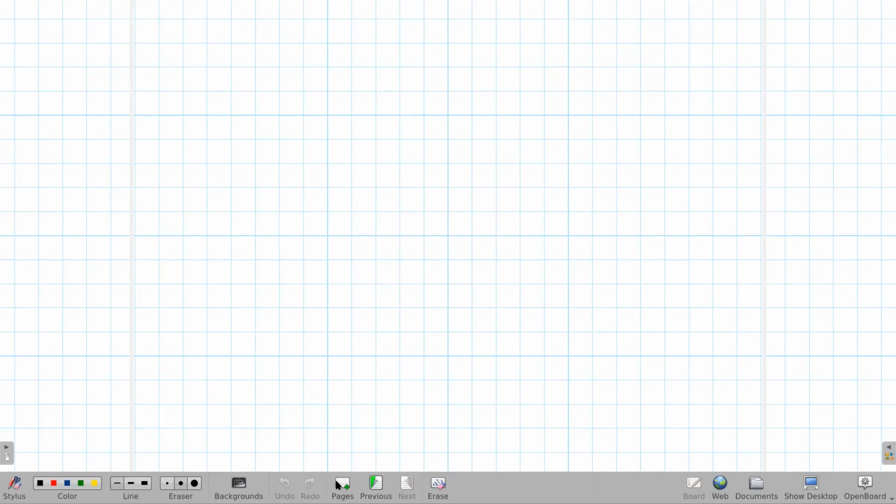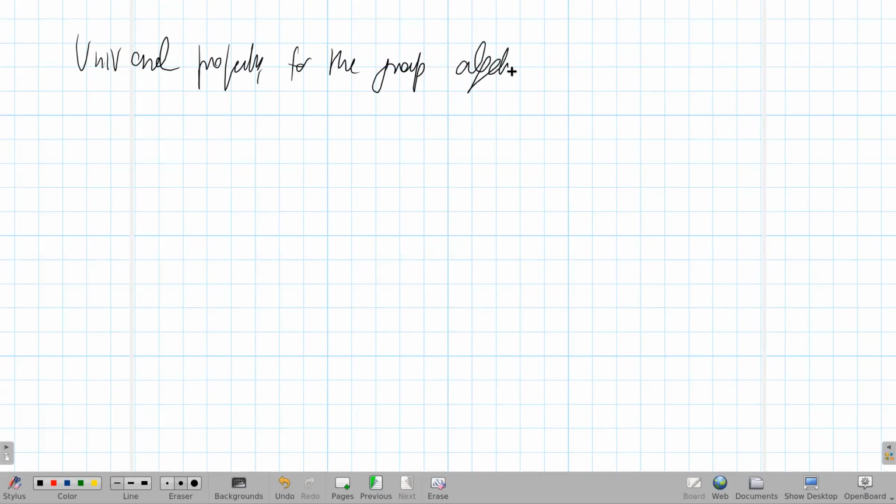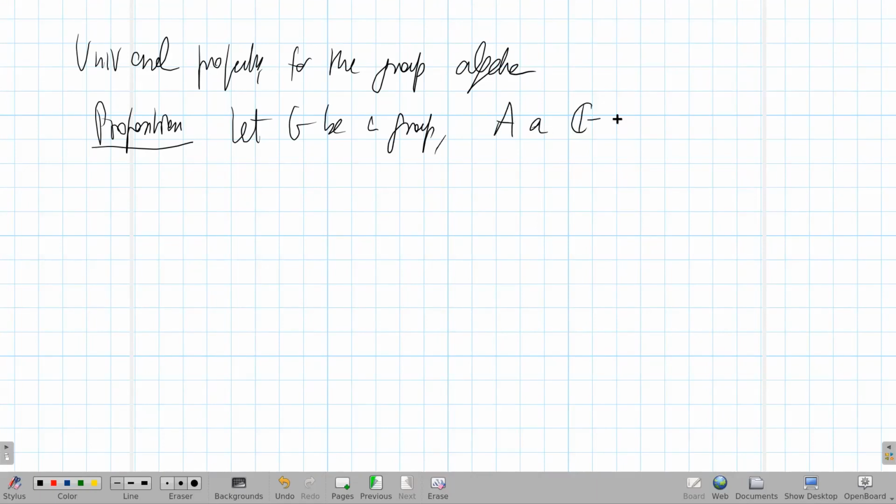There is a similar universal property for the group algebra. And this says the following. So this is a proposition. At the moment in the notes, this is 573. So let G be a group, and A be any C algebra, okay? So a ring, which is a vector space with that compatibility condition.